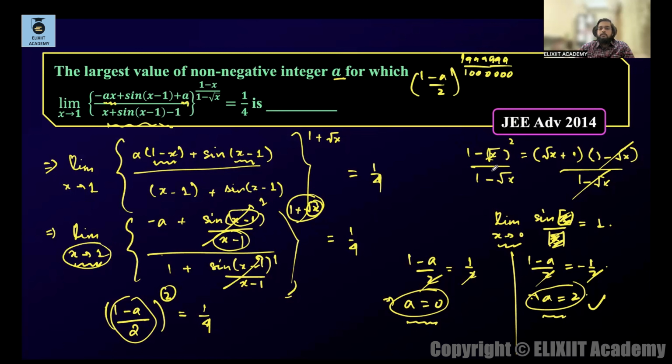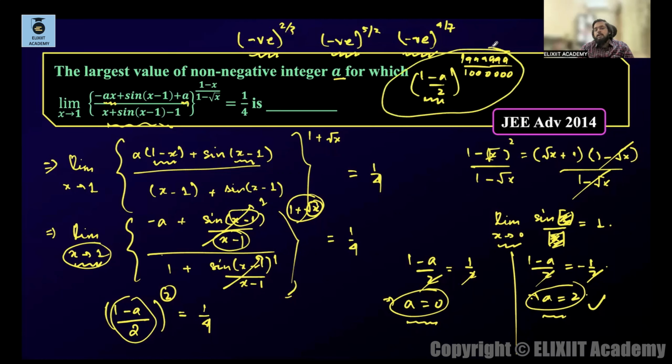So here we cannot take the value of a to be 2. Because if you take the value of a to be 2, this quantity will become negative, and negative raised to the power of any fraction is not defined. For example, negative raised to the power of 2 by 3, or negative raised to the power of 5 by 3, or negative raised to the power of 4 by 7. These quantities are not defined in real numbers. So for a equal to 2, this quantity will not be a real number. So definitely you have to reject the value a equal to 2.